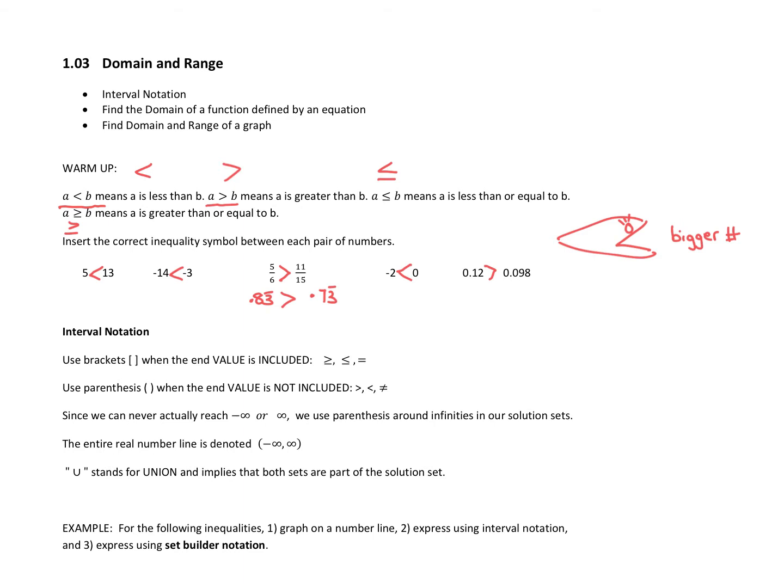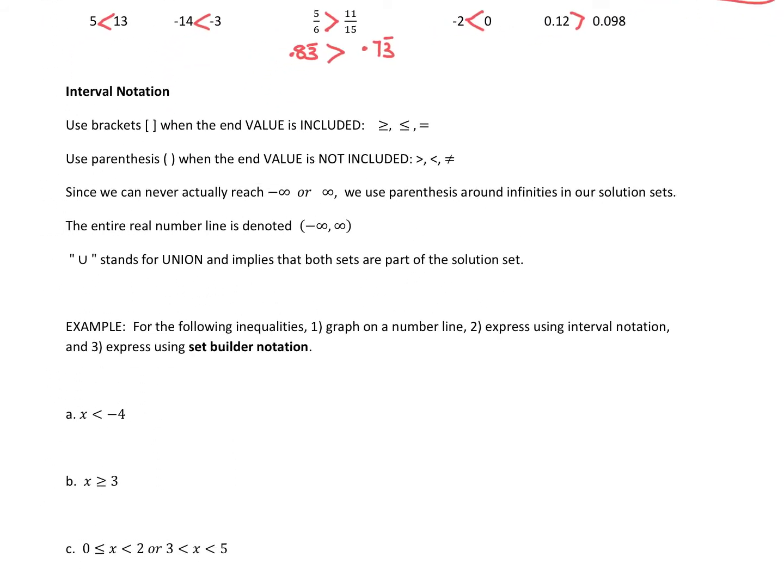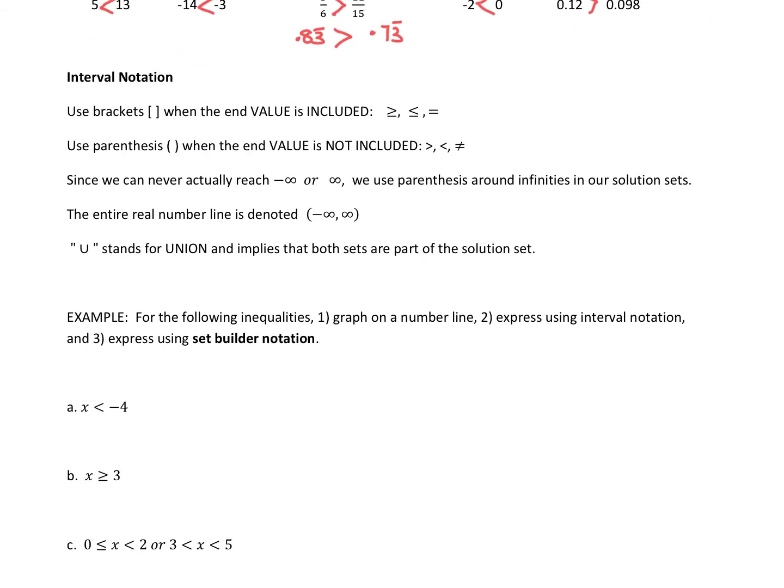Okay? All right, so interval notation is a succinct way for us to communicate mathematics, and we're always going to use brackets when the endpoint value is included, and parentheses when it's not included. So if we have this little equal to bar here, or an actual equal sign, we're going to use a bracket. And for all of the others here, we're going to use parentheses.